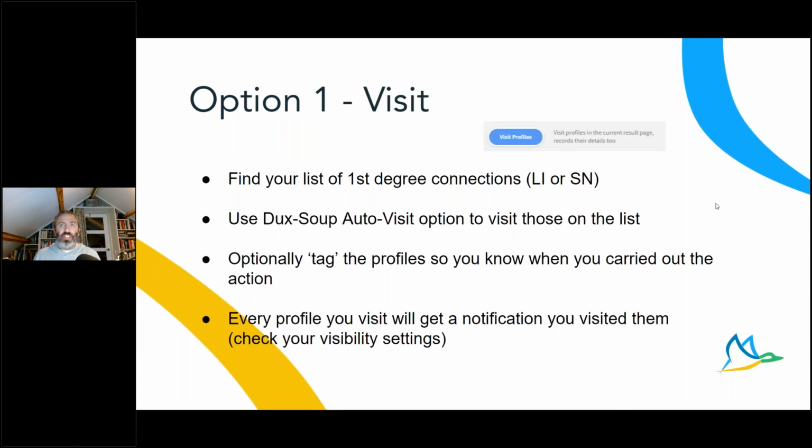So the visiting of your first degree contacts. You basically get your list of first degree connections based upon your search criteria. Make sure you check that criteria, check that box that says first degree contacts only, and then just make sure all you're doing is auto visiting those profiles, and you get Dux-Soup to do that, and Dux-Soup will just tick its way through that list. We'll demo all of this in a little bit as well. Optionally, you can also tag the profiles as you do it, so you've got traceability. When did I go out and reach out to these people?